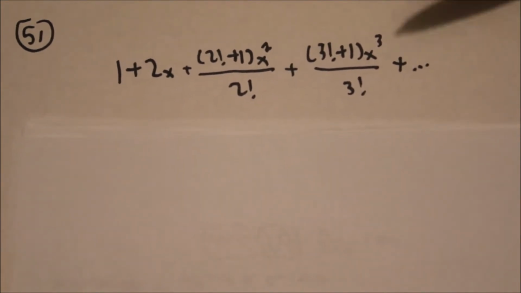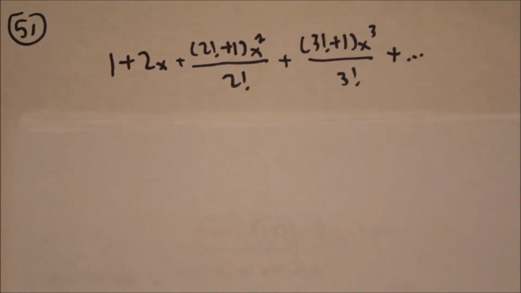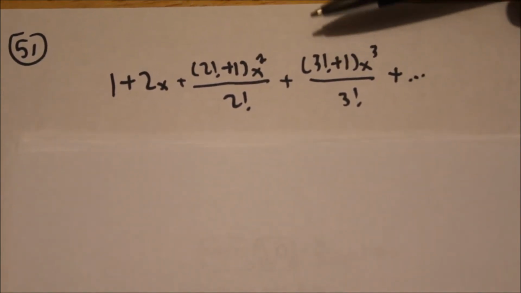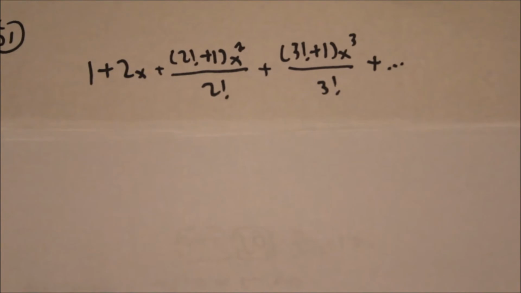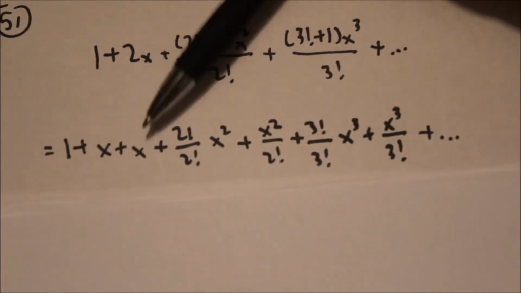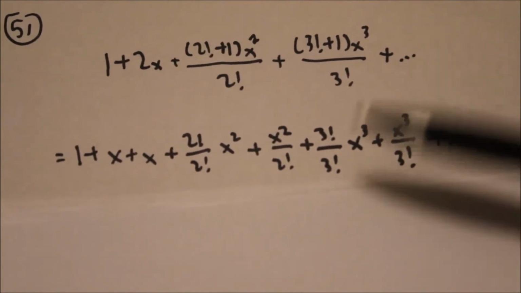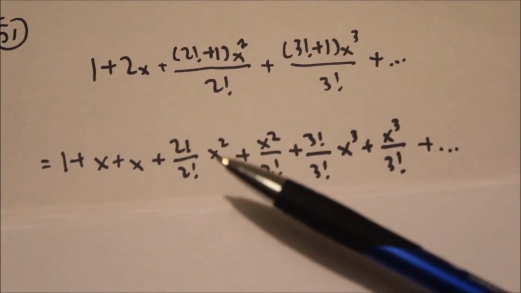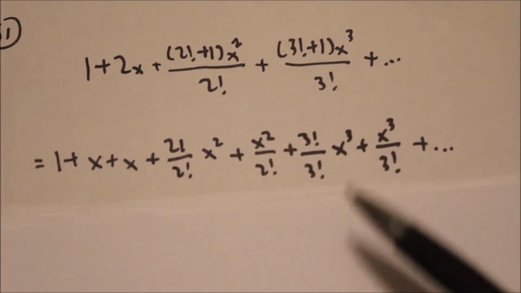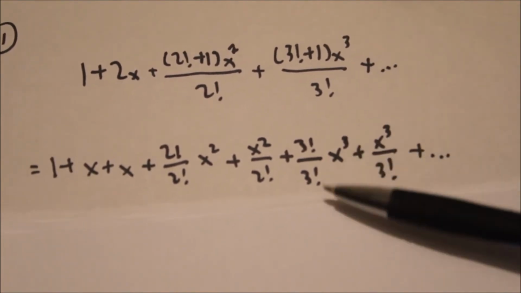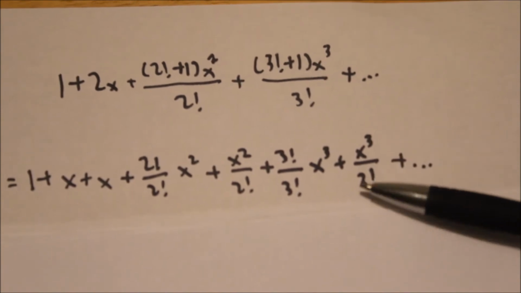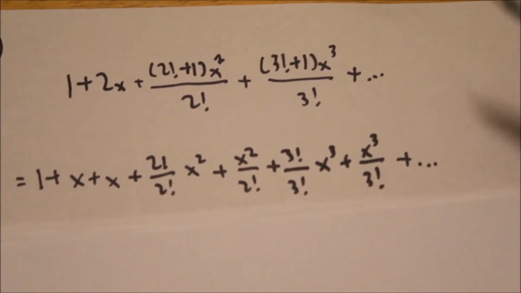So first, we're going to distribute the x squared to the 2 factorial plus 1 and the x cubed to the 3 factorial plus 1. So we're going to rewrite it as 1 plus x plus x, which is 2x, plus 2 factorial over 2 factorial times x squared plus x squared over 2 factorial plus 3 factorial over 3 factorial times x cubed plus x cubed over 3 factorial, and so on.